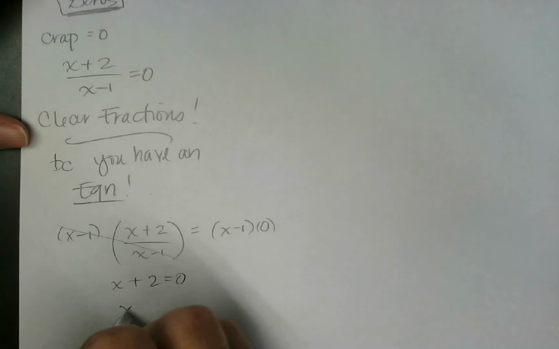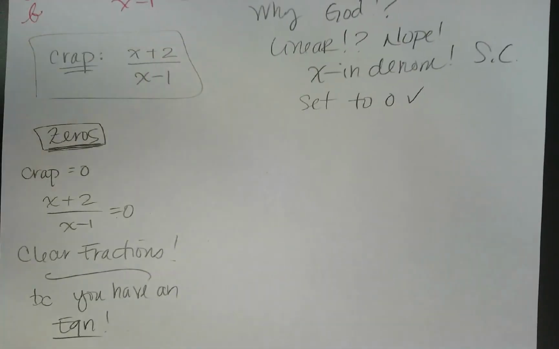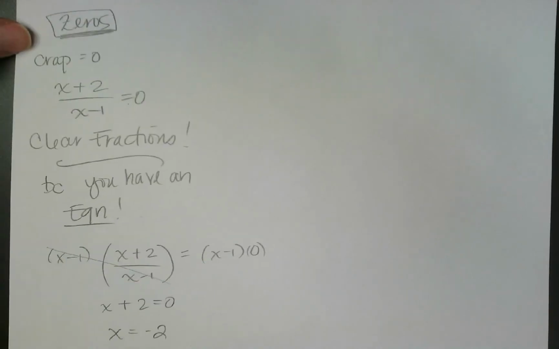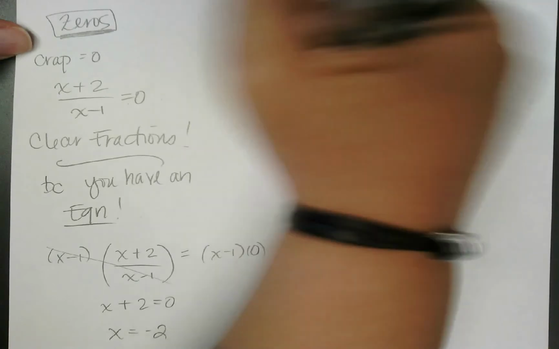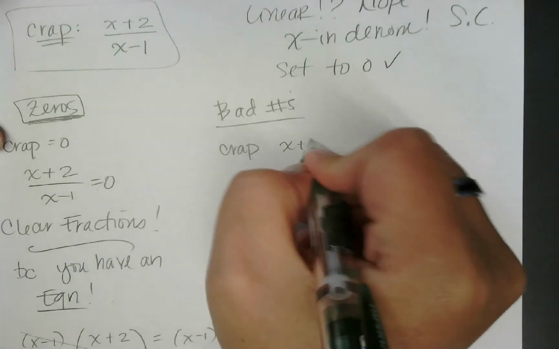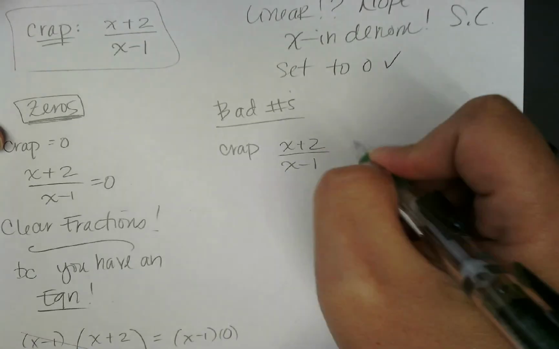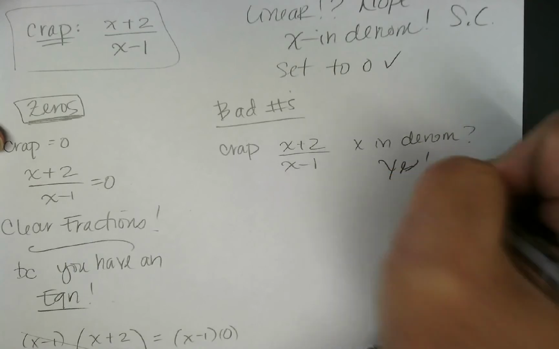So x equals negative 2. That means when you plug in negative 2 into this whole thing, it makes it equal to 0. Okay, that's what that means. Now our bad numbers. Does x plus 2 over x minus 1 have an x in the denominator? Yeah. Yep, yes. So you have bad numbers.